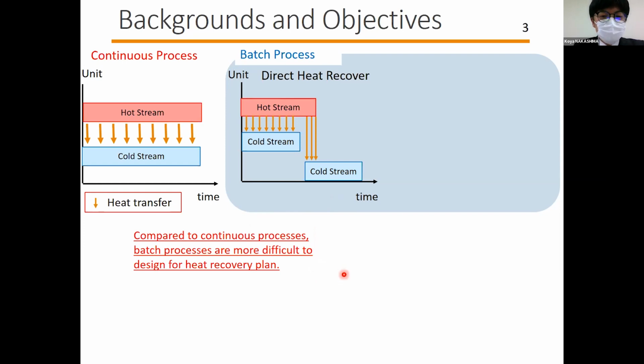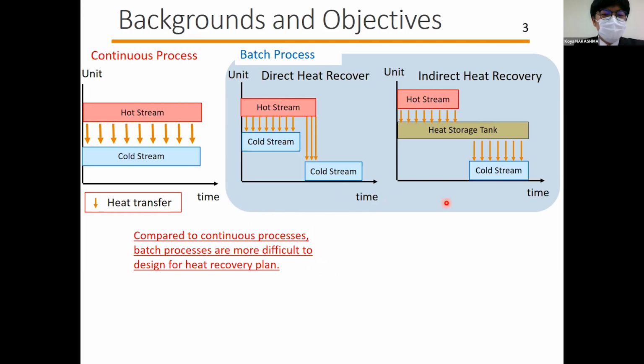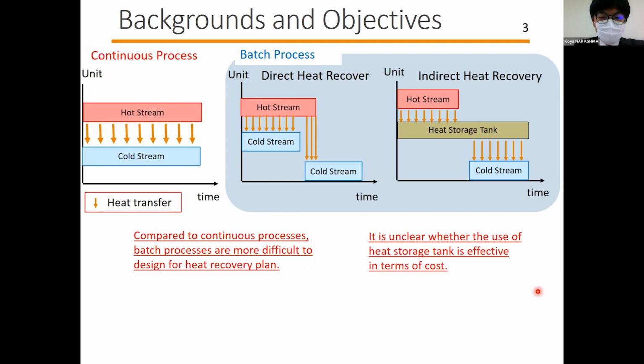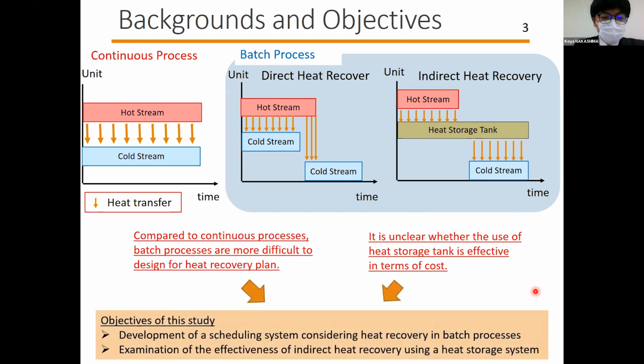In recent years, to compensate for this disadvantage, the number of studies incorporating indirect heat recovery, which uses a heat storage tank for heat recovery, has increased. However, previous studies have not examined the details of heat storage tank, and it was unclear whether the heat storage tank would be effective in terms of cost. Therefore, the purpose of this study is to develop a scheduling system that considers heat recovery for batch processes, and to examine the effectiveness of indirect heat recovery using heat storage.